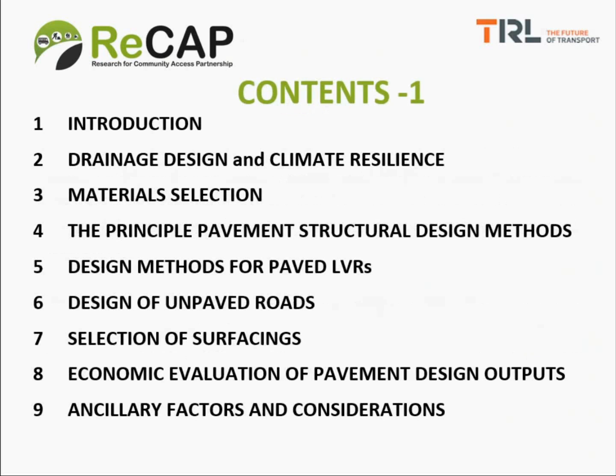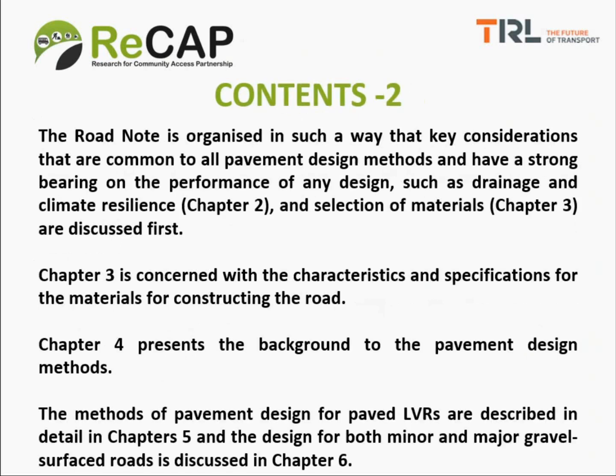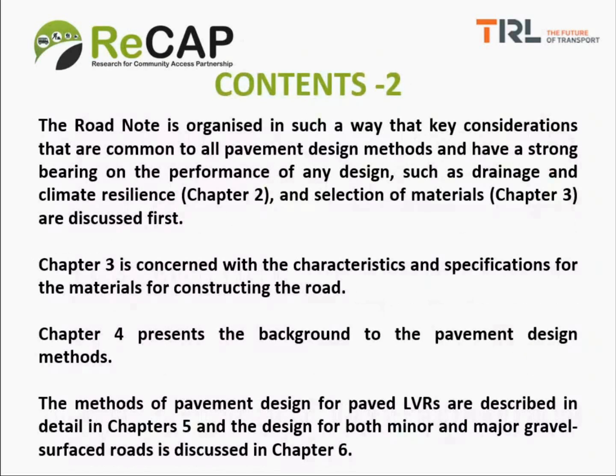The contents, this is a list of the chapter headings, basically. I'm not going to go through each one. We'll very briefly summarize them in the next slides. The road note is organized in such a way that key considerations that are common to all pavement design methods and have a strong bearing on the performance of any design, such as drainage and climate resilience, which is in chapter 2, and selection of materials in chapter 3, are discussed first.